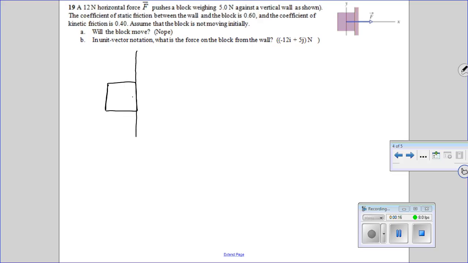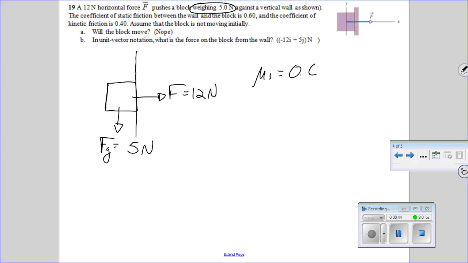So it tells us that the force that we're using to push the box against the wall is 12 newtons, okay? Now, it tells us that the block weighs 5 newtons. So for that to make sense, you need to think about the definition of weight. So remember, weight, by definition, is the force of gravity. So that means that I've got the force of gravity pulling this thing down here, 5 newtons pulling it down, right? Okay? Now, we also know that the coefficient of static friction is 0.6, and the coefficient of kinetic friction is 0.4.